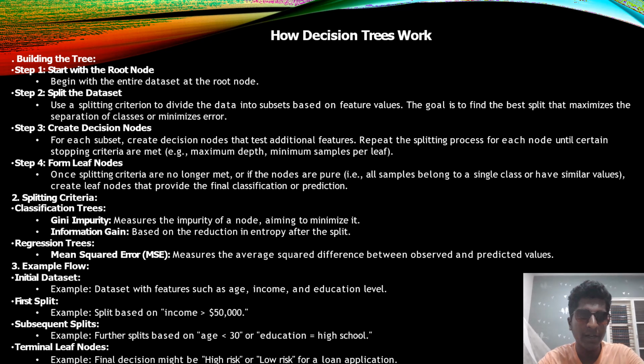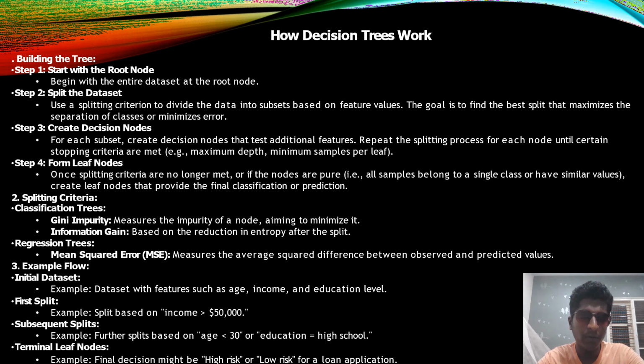Second one, splitting criteria. Classification trees. Gini impurity measures the impurity of a node, aiming to minimize it. Information gain is based on the reduction in entropy after the split. Regression tree, mean squared error, measures the average squared difference between observed and predicted values.